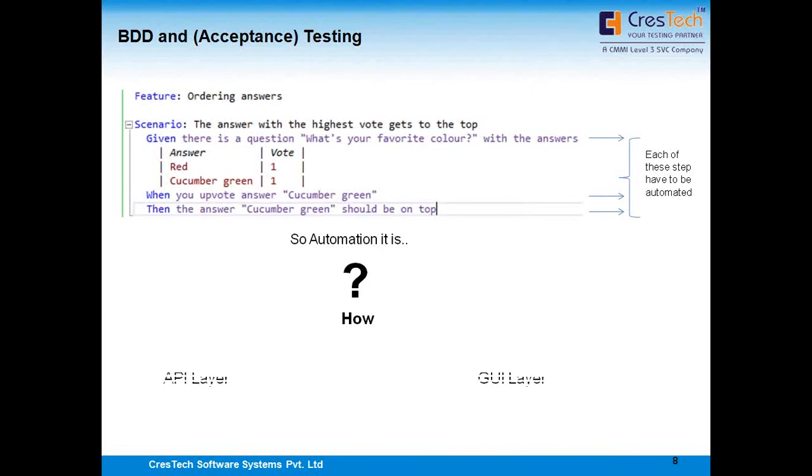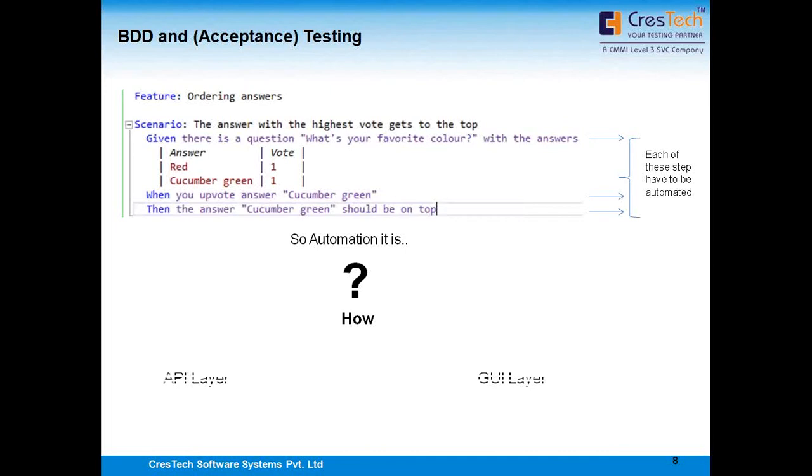Now, let me present Mike Cohn's automation pyramid. As the pyramid says, we can do automation at 3 levels. The bottom layer is unit, the middle layer is services or API, and the higher layer is GUI. Now, since we are talking about behaviors and features, automation at the unit layer is out of the question. So either it has to be automated at the API level or it has to be automated at the GUI layer.